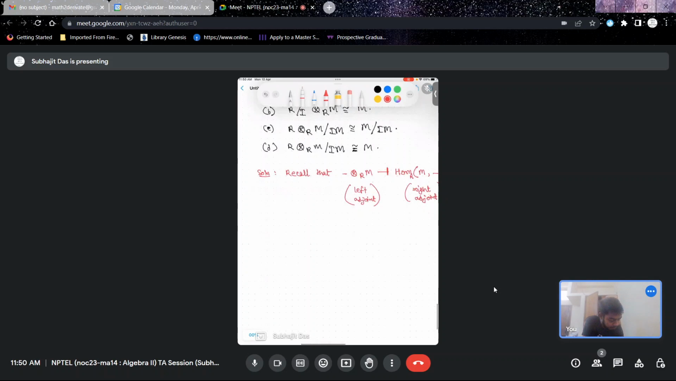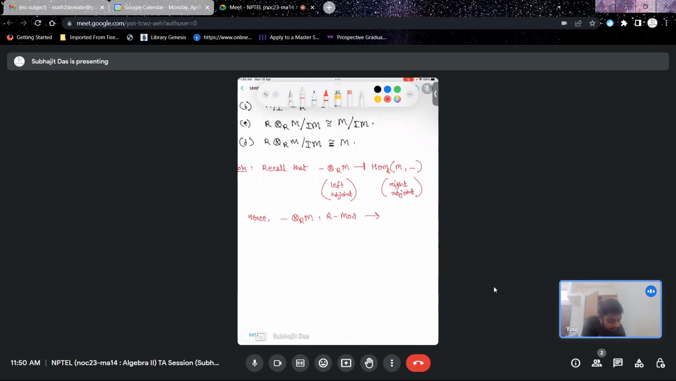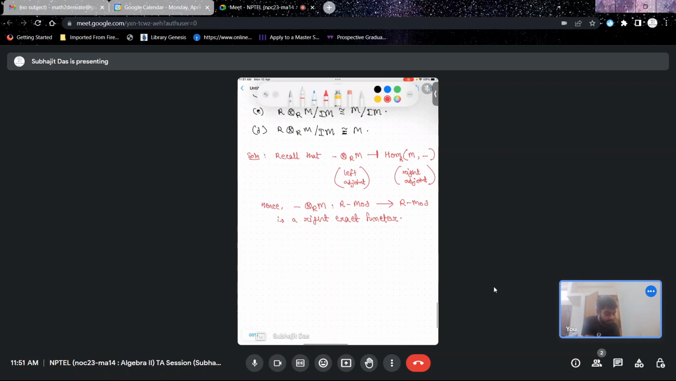So what I'm trying to say is, hence this functor, tensor product over R with M, mapping R-mod into R-mod, is a right exact functor, which means that it preserves right exactness of sequences. I hope you have done this, what right exactness means.